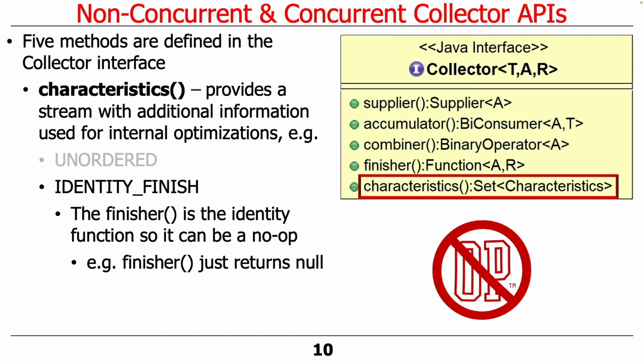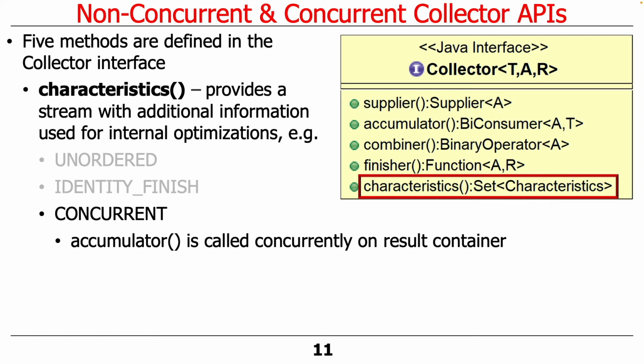Identity finish is an interesting characteristic that says everything that's done by the accumulator phase puts the final results into the mutable result container, and nothing needs to be done to it whatsoever. So there's no need for the finisher method to be called at all. It just becomes a no-op. It just returns null.